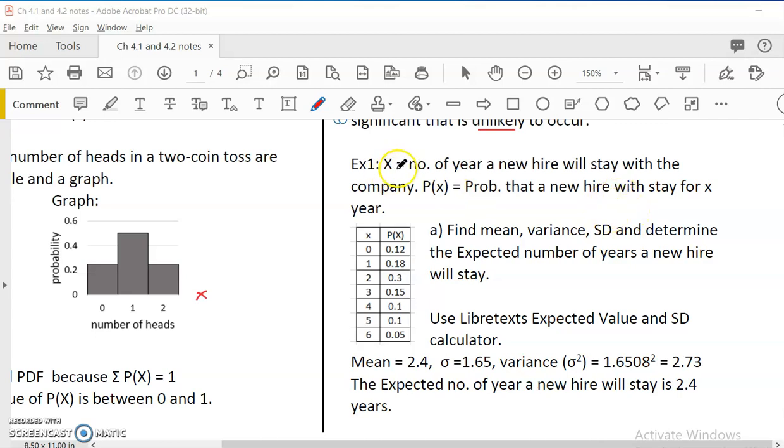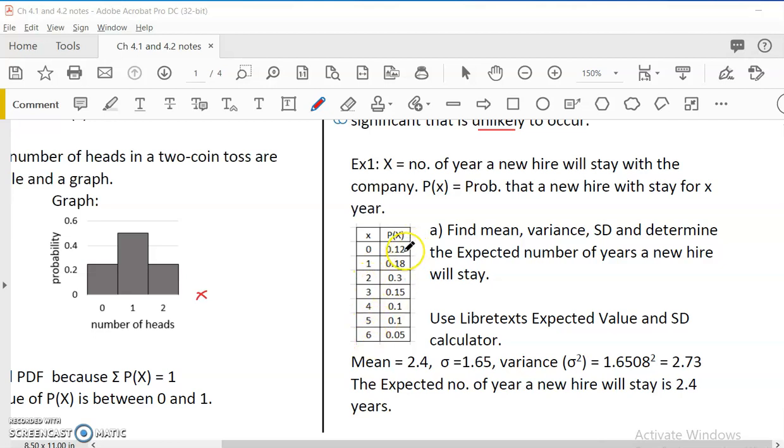Okay, first, x is the number of years a new hire will stay with the company. Technically, number of years could be a continuous random variable, but after rounding, you can round it to a year. So it's not a very good example, but round it to the nearest number of years that a new hire will stay with a company. So we have 0 to 6. X can be 0 year, that means the new hire does not finish one whole year, 1 year like this up to 6 years.